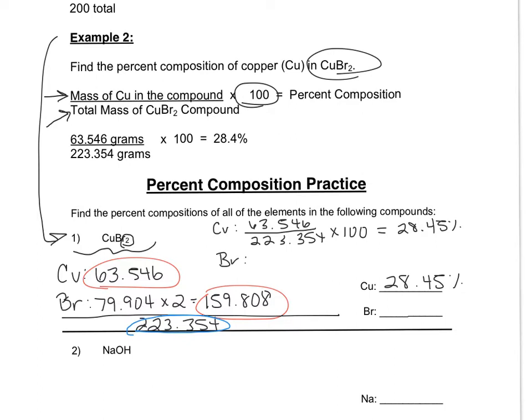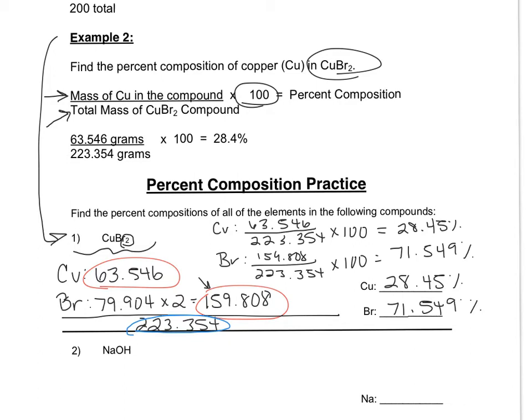Now we have 2 bromines in this case, so I'm going to take this number here in red, 159.808, divide that by 223.354, and then multiply that again by 100. What you end up getting with that answer is 71.549%. What these numbers mean is they tell you how much by weight this thing is composed of.